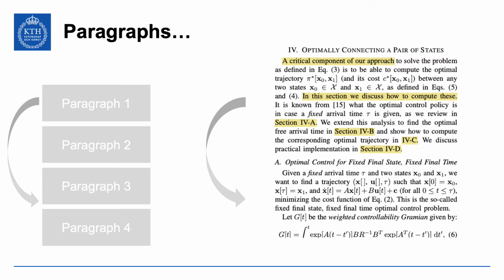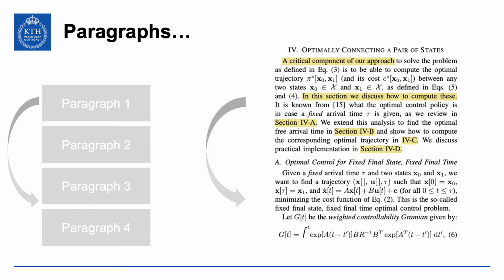And paragraphs. So look, this is from section 4, optimally connecting a pair of states. There's an initial paragraph, and then there's some subsections. So looking at this initial paragraph with the yellow marked stuff here, there's lots of details, but we have to see through this, focusing on the report writing aspect.